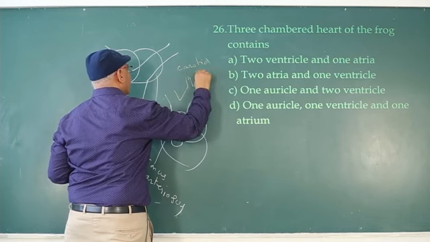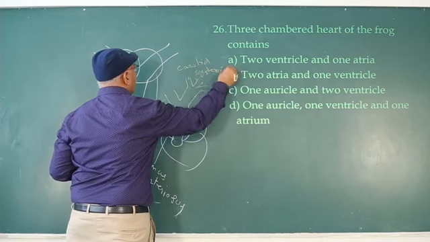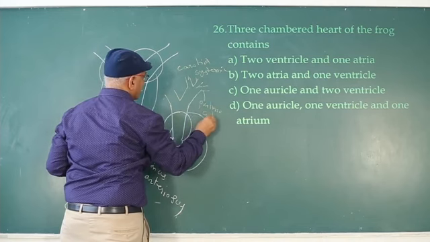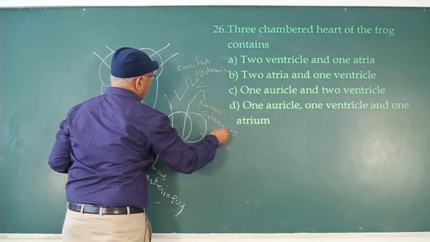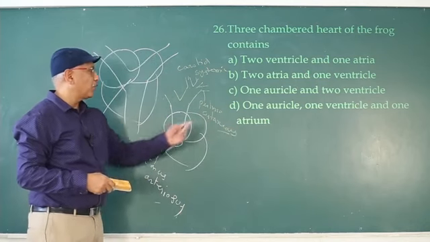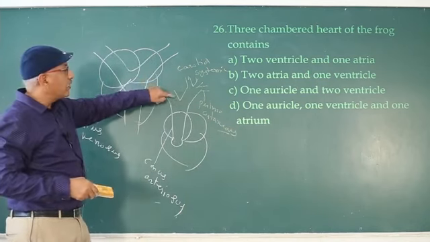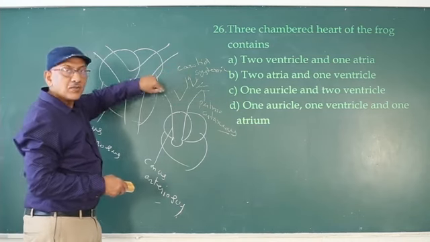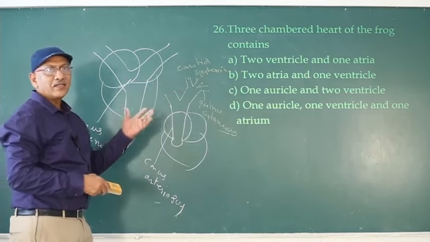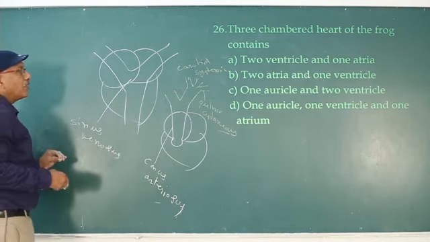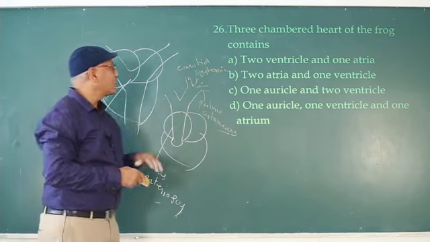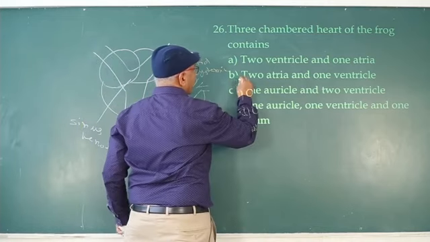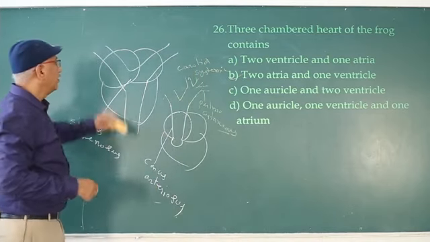systemic, pulmocutaneous. Similarly, another branch also divides into three branches. So, a pair of carotid, a pair of systemic, a pair of pulmocutaneous arches. Here, possible question: number of arches present in amphibian? 6 arches. So, the three-chambered heart of frog contains 2 atria and 1 ventricle.